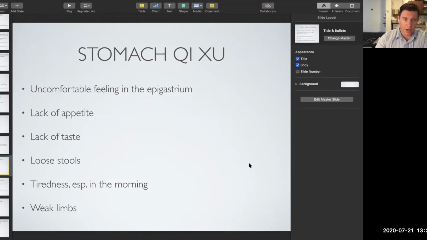I don't want to make this too complicated, but I don't want to leave you guys thinking that just because these organs have very specific functions, that's necessarily what their channels do. Often the channels do quite more because they're in a relationship. But just as, when we're talking about the stomach organ here, I want to make sure that you guys understand why we'd have an uncomfortable feeling in the epigastrium when you have stomach chi deficiency and why you would have a lack of appetite.